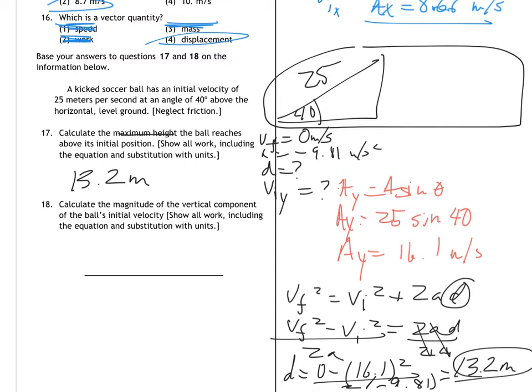And the next question, I was just previewing it, and it says that it wants me to calculate the magnitude of the vertical component of the ball's initial velocity. So that means they're asking me for the initial vertical component of velocity. They're asking me for VIY. I already solved for that because I needed it in the last question. And VIY is 16.1 meters per second. And you can see my work over here on how to get it.